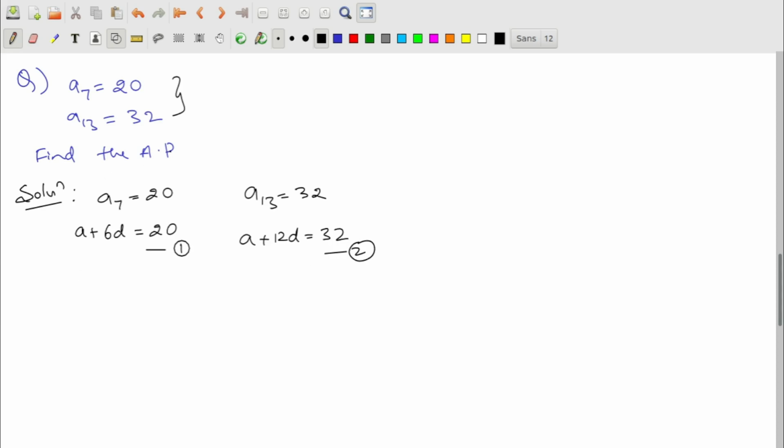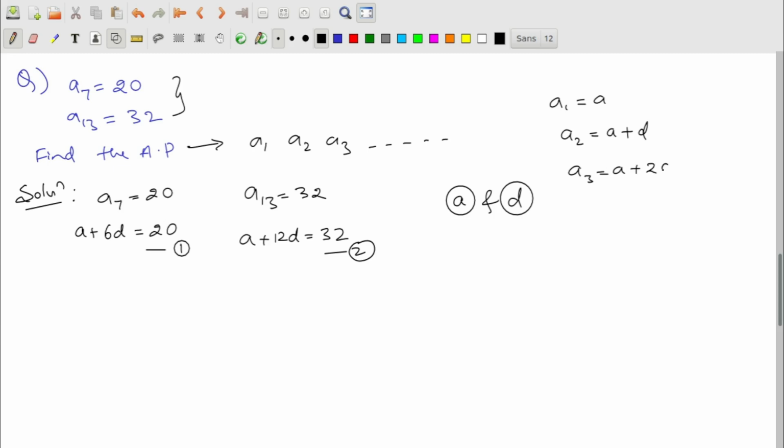Fine. So see here, the question is find the AP, right? You need to find a1, a2, a3, the first three terms, that is enough, right? So now how to find the first three terms? We need a and d, the first term of the AP and the common difference in the AP. Then we can easily find a1, a2, because a1 is a itself, and what is a2, if we just add common difference, then we will get the second term, and then a3, a plus 2d, right?